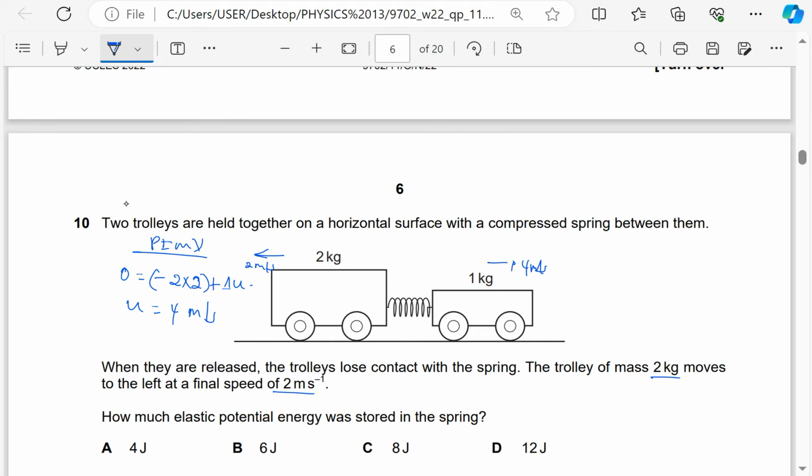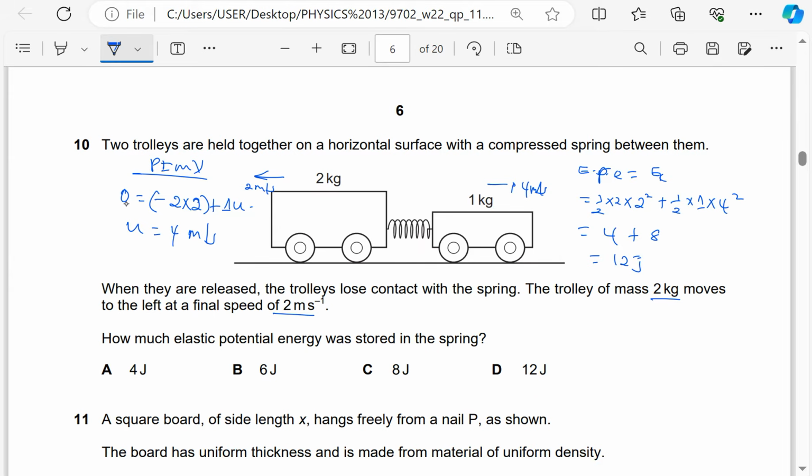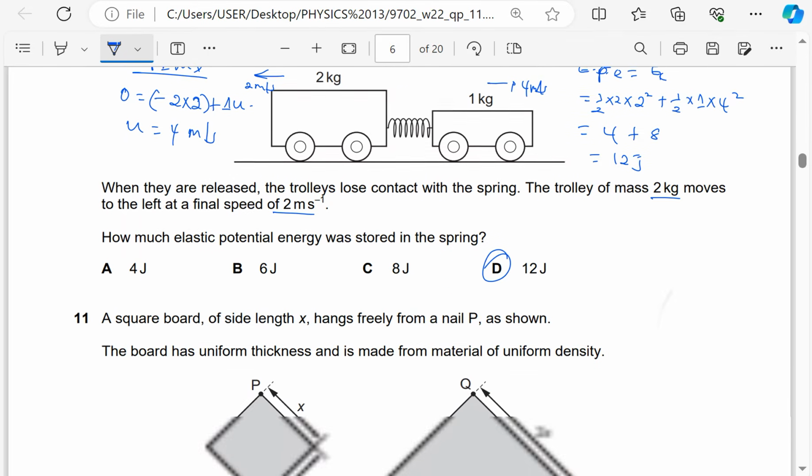Remember, it is the elastic potential energy which became the kinetic energy. So I will say elastic potential energy is equal to the total kinetic energy. That will be a half times the mass of the first trolley, which is 2, times its speed, which is 2, squared, plus the second one is a half, its mass is 1, times its speed, which is 4 squared. So that is going to be 4 plus 16 over 2, which is 8, and this gives me 12 joules. So it means the elastic potential energy that was stored in the spring is 12 joules, which became the total kinetic energy in the two trolleys.